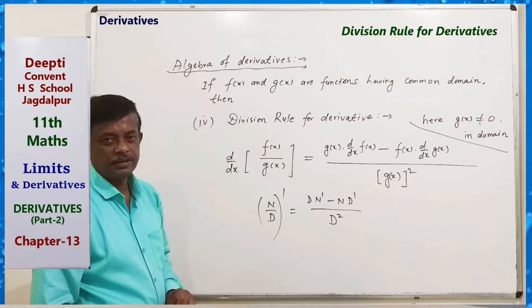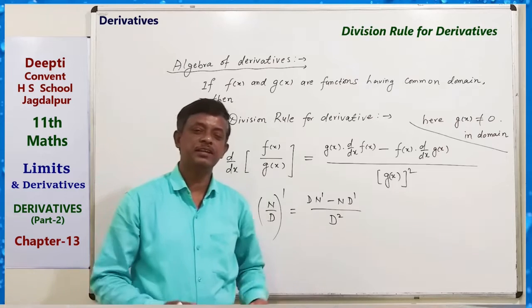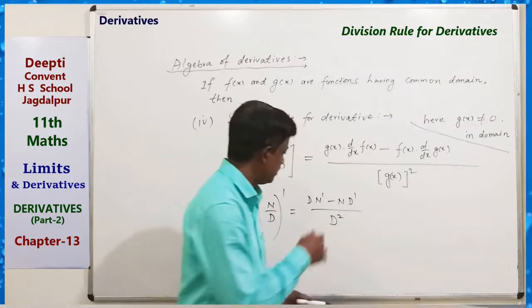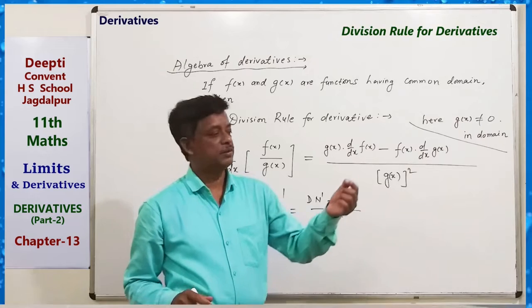By using this rule, we can also find the derivative of tan x, cot x, etc. So just see how we can find the derivative of cos x. We know the derivative of sin x is what?